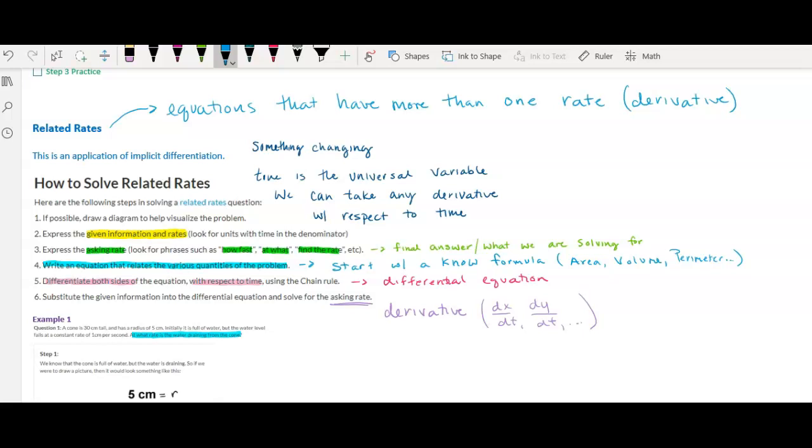We solve related rates problems by drawing a diagram to visualize, expressing the given information and rates, expressing the asking rate, writing an equation that relates the various quantities in the problem, differentiating both sides with respect to time, and then substituting the given information into the differential equation and solving for the asking rate.